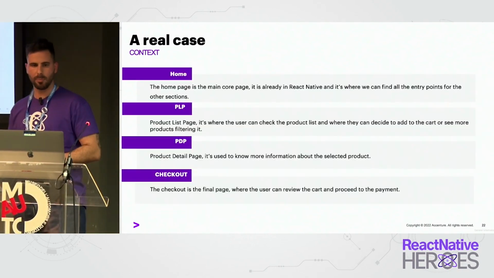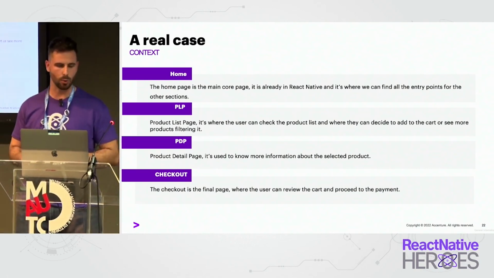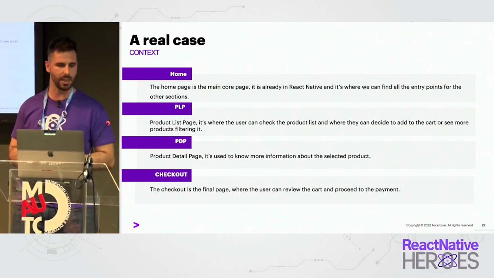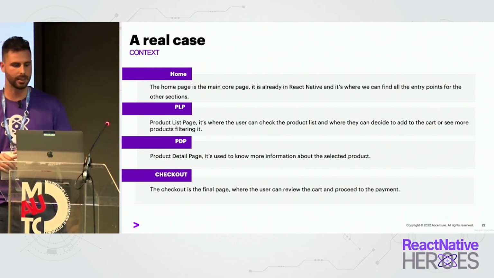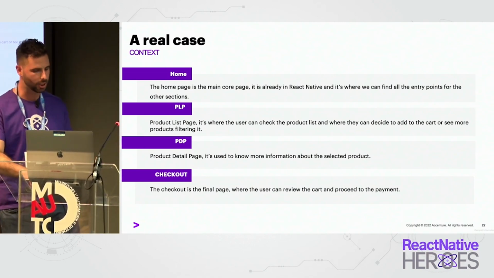The structure of the app was basically the home page, that was the only page in React Native. Then we have the PLP, that is the page candidate to be migrated, the PDP, and the checkout one.